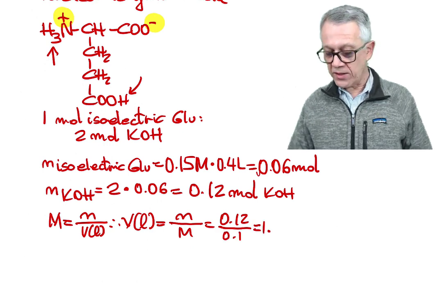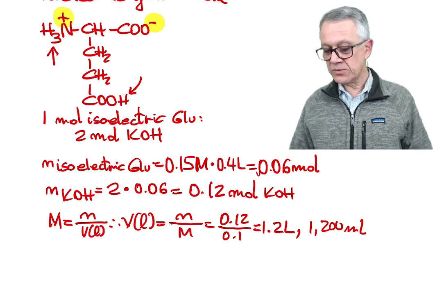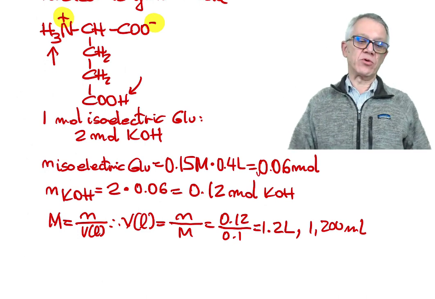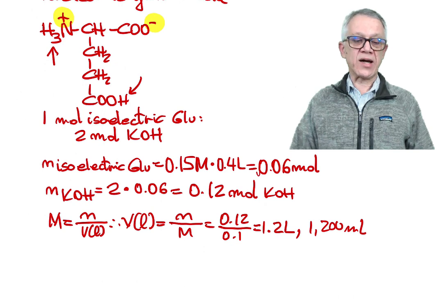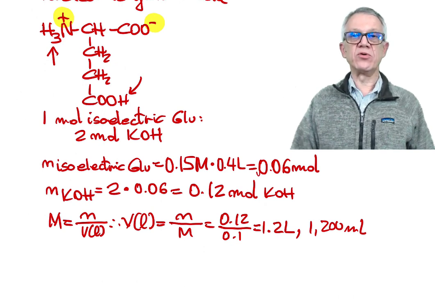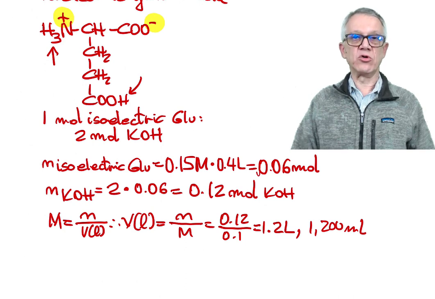So we have 1.2 liters or 1,200 milliliters of potassium hydroxide 0.1 molar is going to be required to completely titrate 400 milliliters of 0.15 molar solution of the isoelectric glutamic acid.